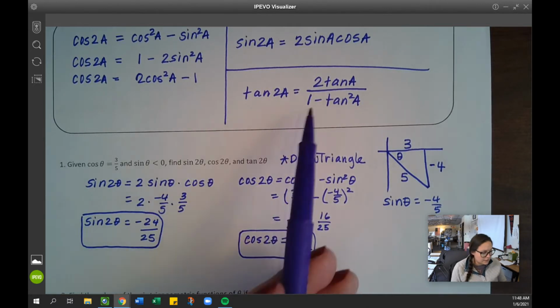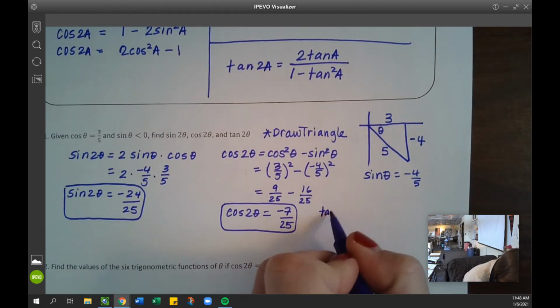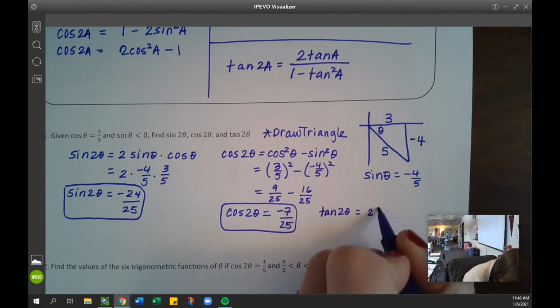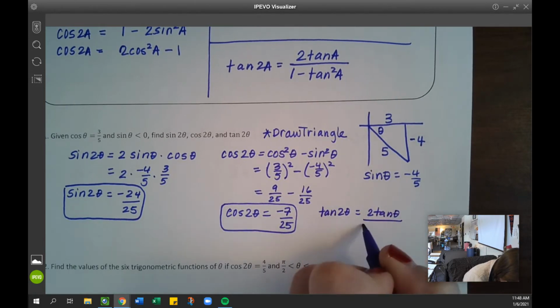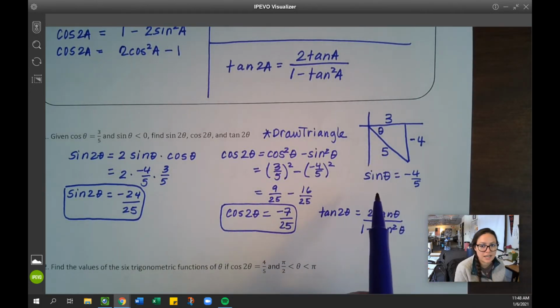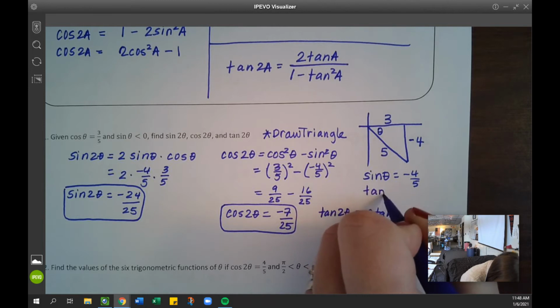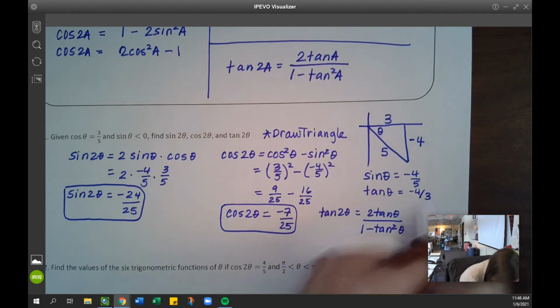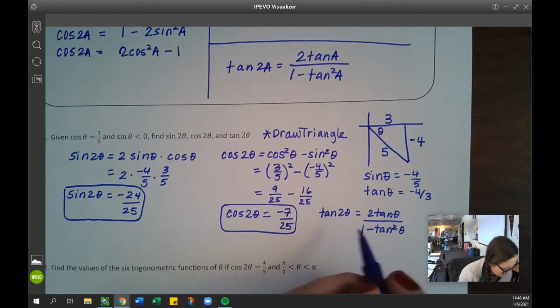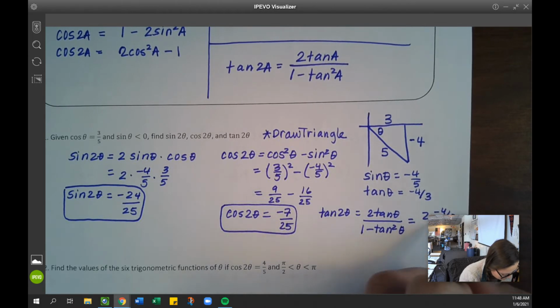All right, last one, tangent 2 theta. Two tangent theta over 1 minus tangent squared theta. So first of all, I need to know what tangent theta is, which is opposite over adjacent. And now I'm going to plug everything in. So I have 2 times -4/3 over 1 minus -4/3 squared.